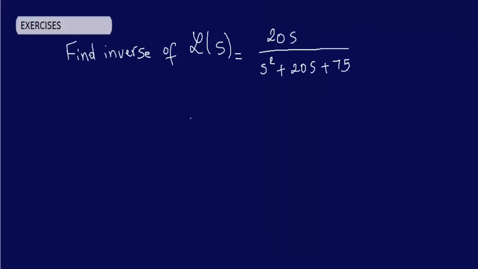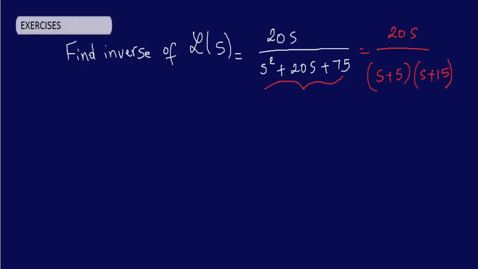So problem number 1 here: find the inverse Laplace of L of s equals 20s over s squared plus 20s plus 75. So we have to factor the denominator. The product should give us 75, the sum should give us 20, meaning it's going to be s plus 5 times s plus 15 at the bottom.